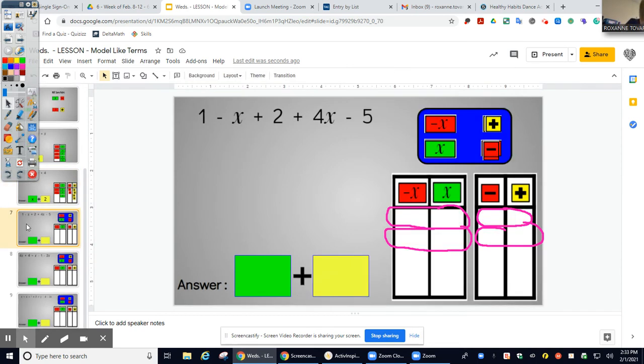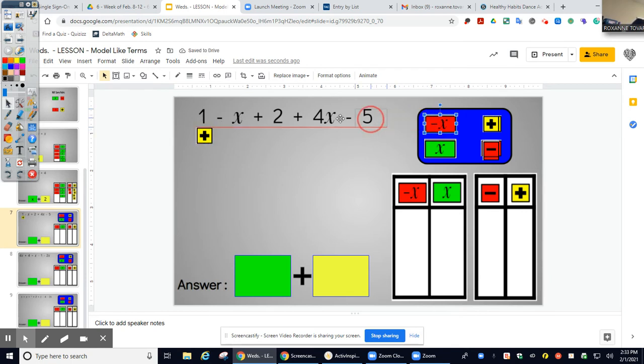Okay? All right. Now let's go ahead and model on our own. I see a 1 here, and the 1 is "I'm just a number," so I'm going to put the 1 underneath. Now I see we're going to be taking away an x, so we're going to put a minus x. We have 2 positives, so we're going to put 2 positives underneath.